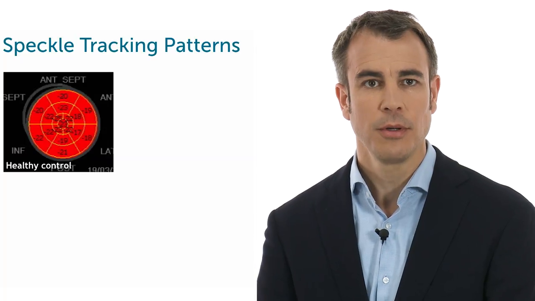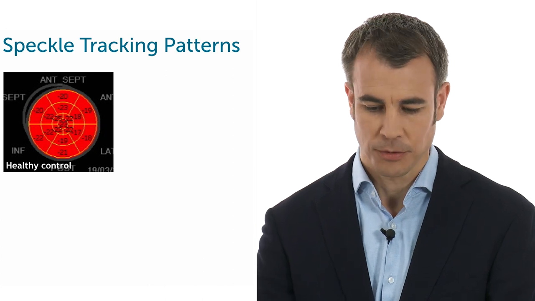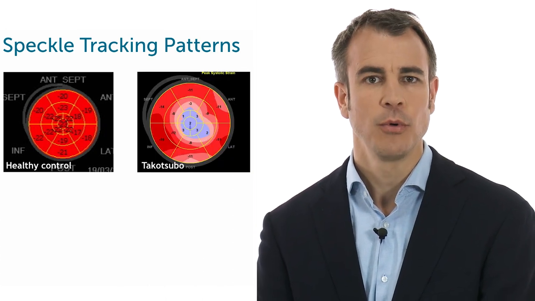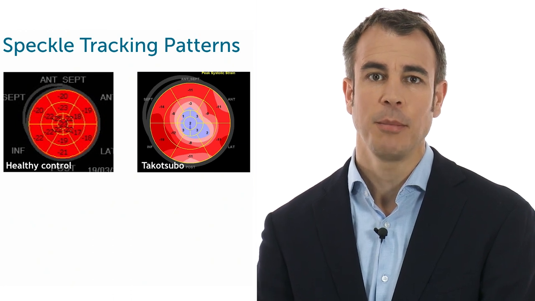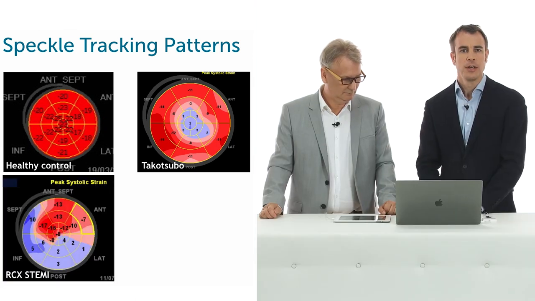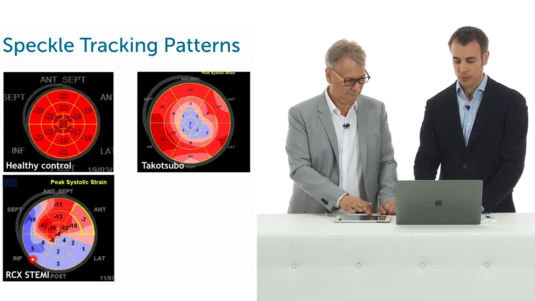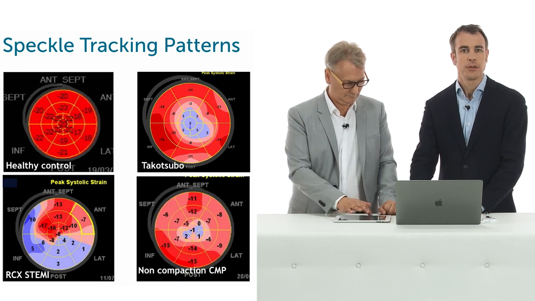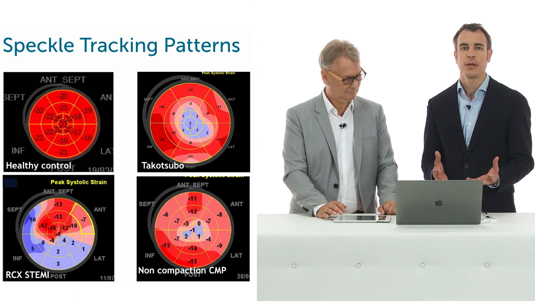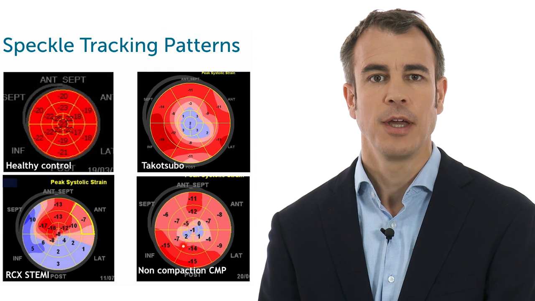Here we see a healthy control. You see everything is red, everything is fine. He has got a normal global and regional function. This patient has Takotsubo, broken heart syndrome, and you can see that the apical segments are impaired. You can see the blue color here. You can see a patient with a severe myocardial infarction, occlusion of the circumflex artery. You can see the impairment here in the region of the circumflex artery. And this patient is suffering from apical form of non-compaction cardiomyopathy, where you can see decrease in the apical segments, but also septally and anteriorly.